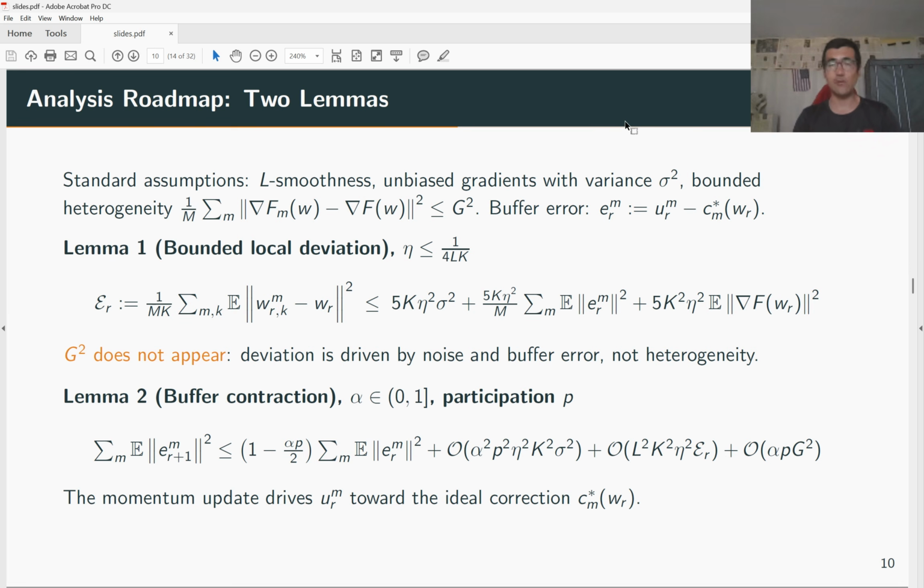The buffer error contracts geometrically with factor 1 minus alpha p over 2 plus lower order noise terms. Notice how the concentration speed is exactly the product of the buffer rate and the participation rate. This is where the two get coupled, and that coupling propagates into the main theorem.